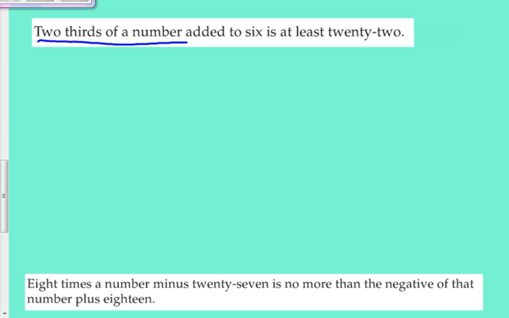2/3 of a number. That would be 2/3, just like it says, of a number. Of means multiply, and then a number would be your variable. So n, and you put it right together and mean multiply. Then we'll go on, added to 6, so plus 6, is at least 22. At least means the minimum is 22, so it can be greater than or equal to 22.